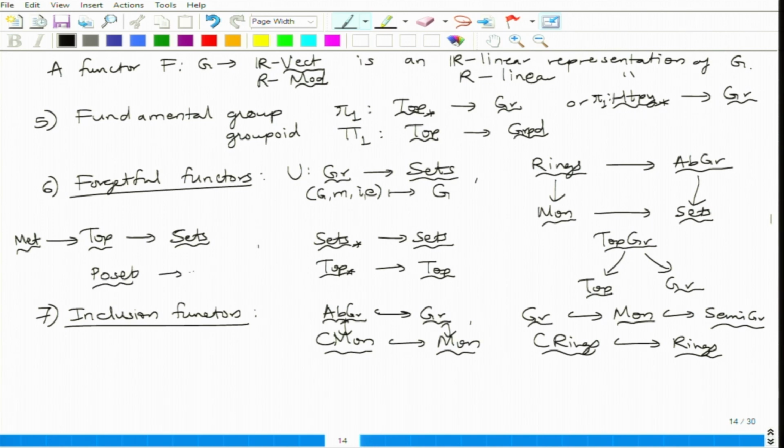The category of posets to the category of sets. That's a forgetful functor. You forget about your order relation, and similarly you can do preorders to sets.